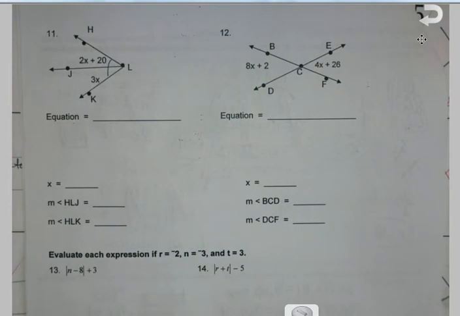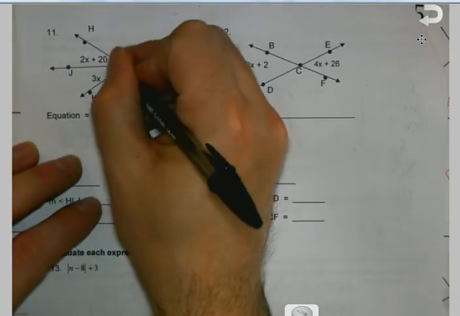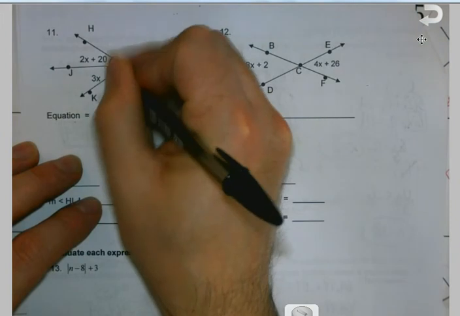Now here, I don't see a little square, so I know it's not 90. It's not a straight line, so it's not going to be 180. But this little guy here means these are equal to each other.